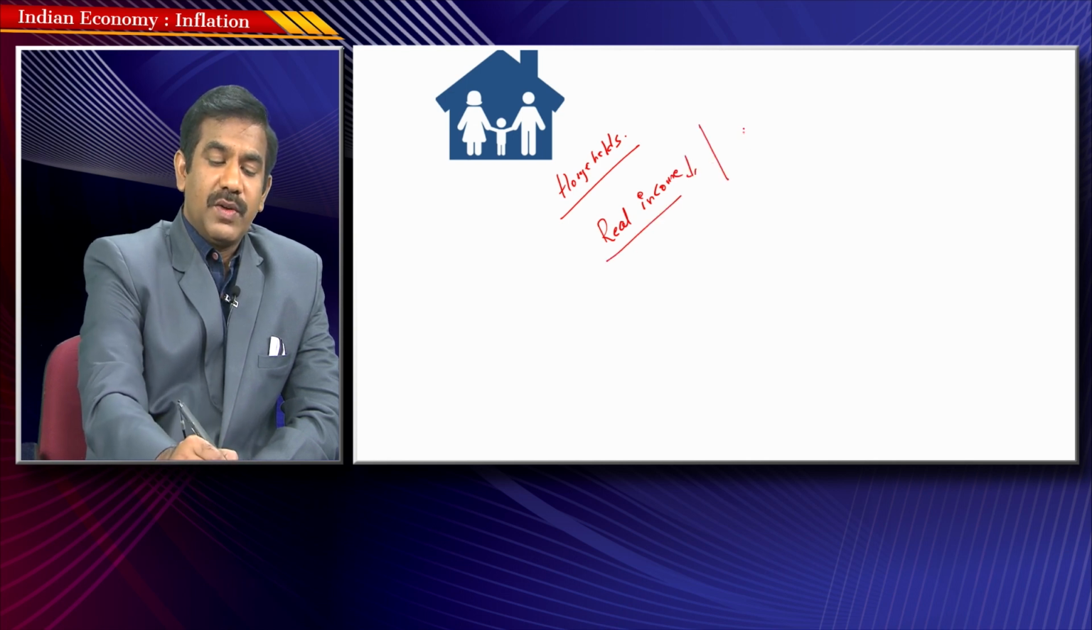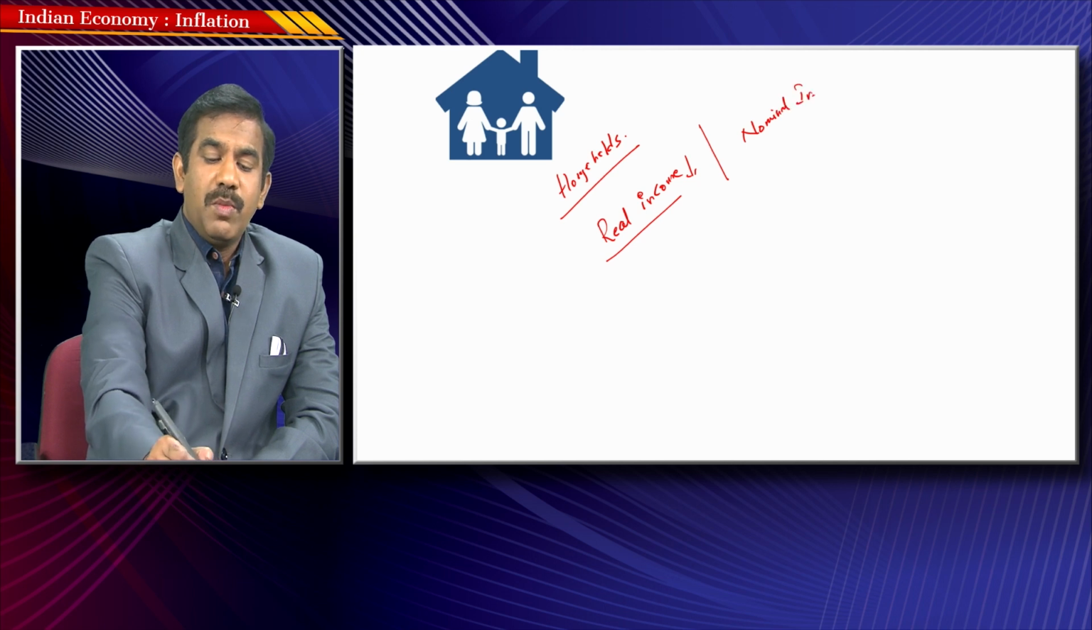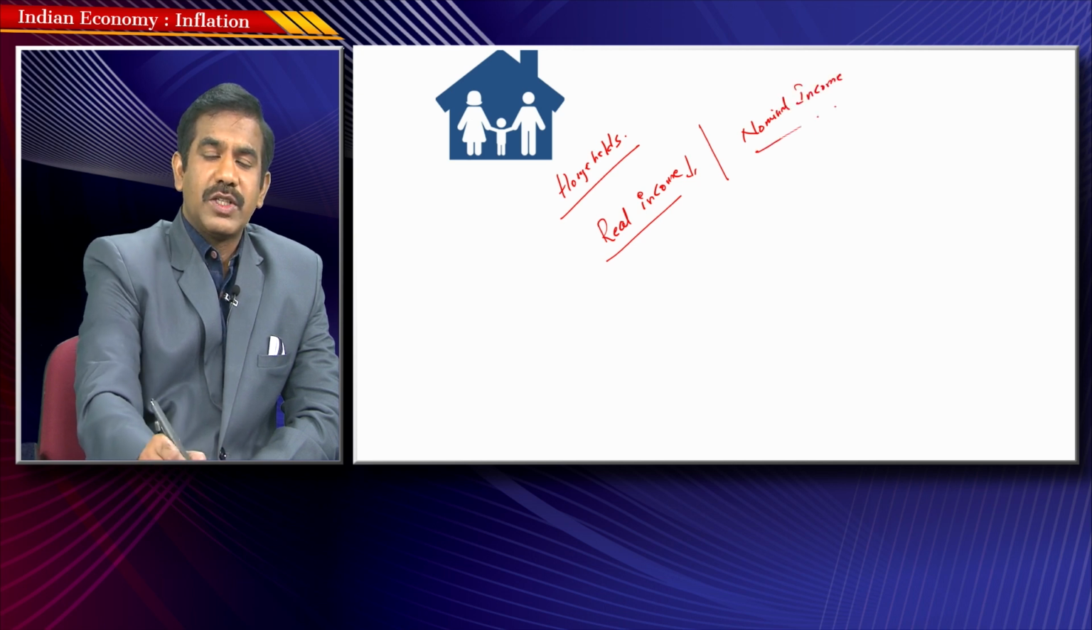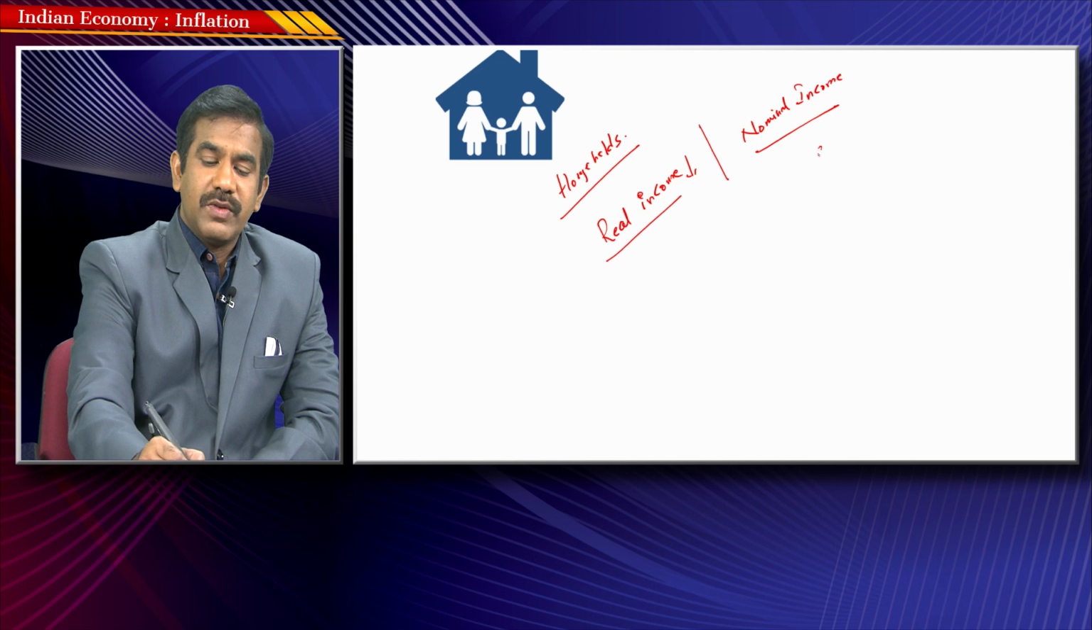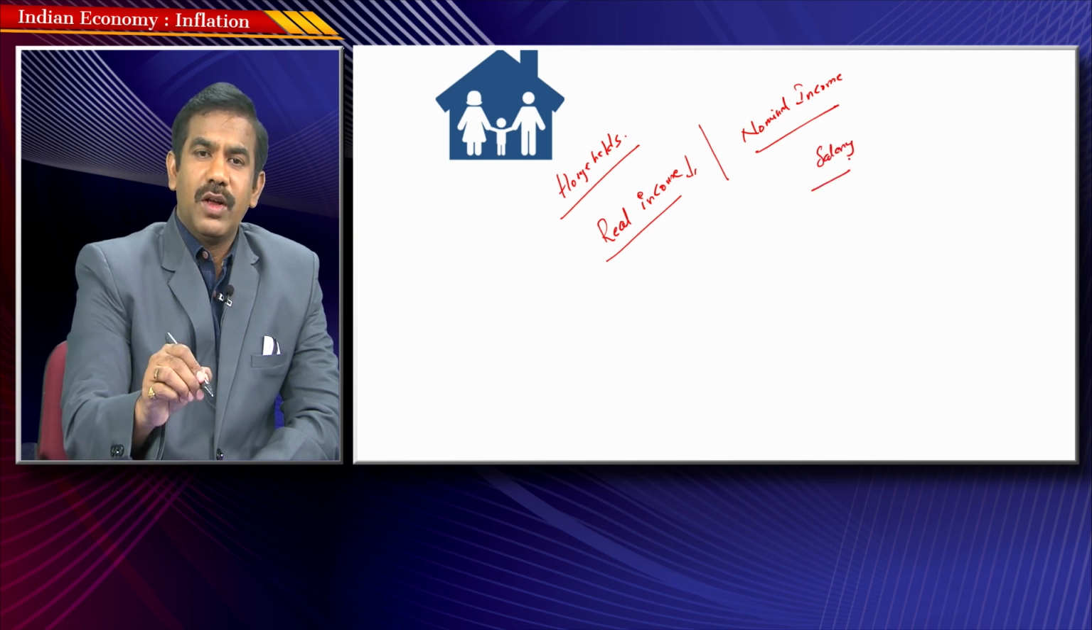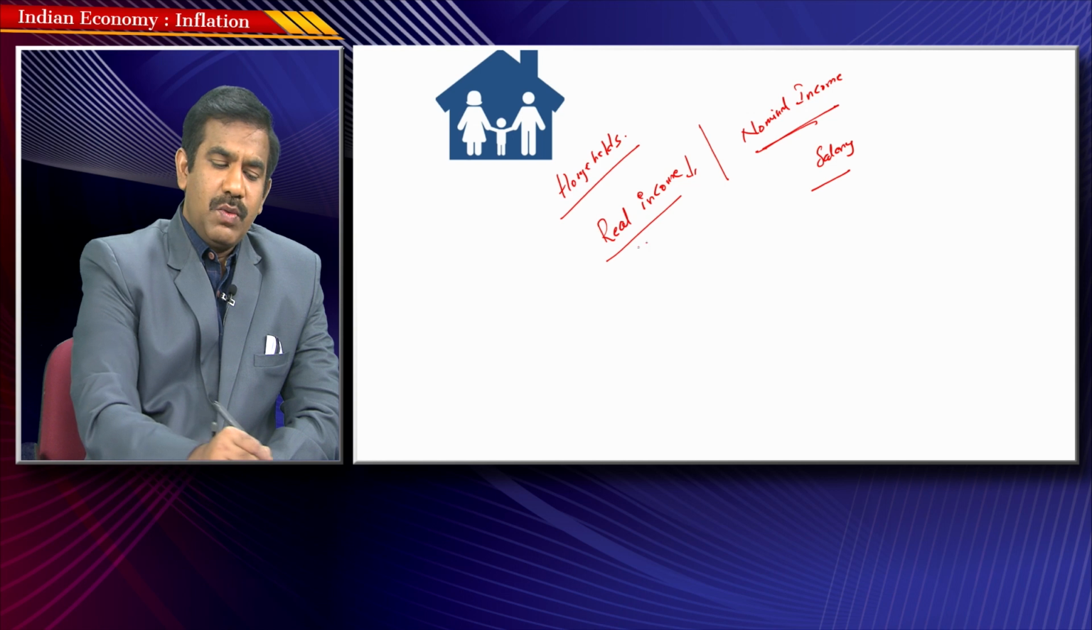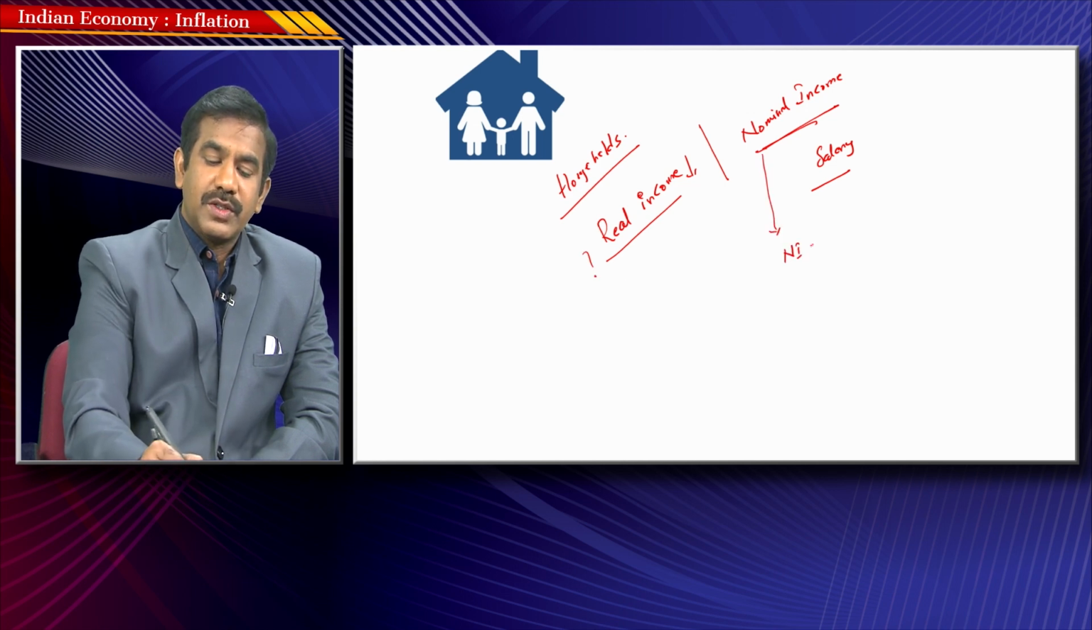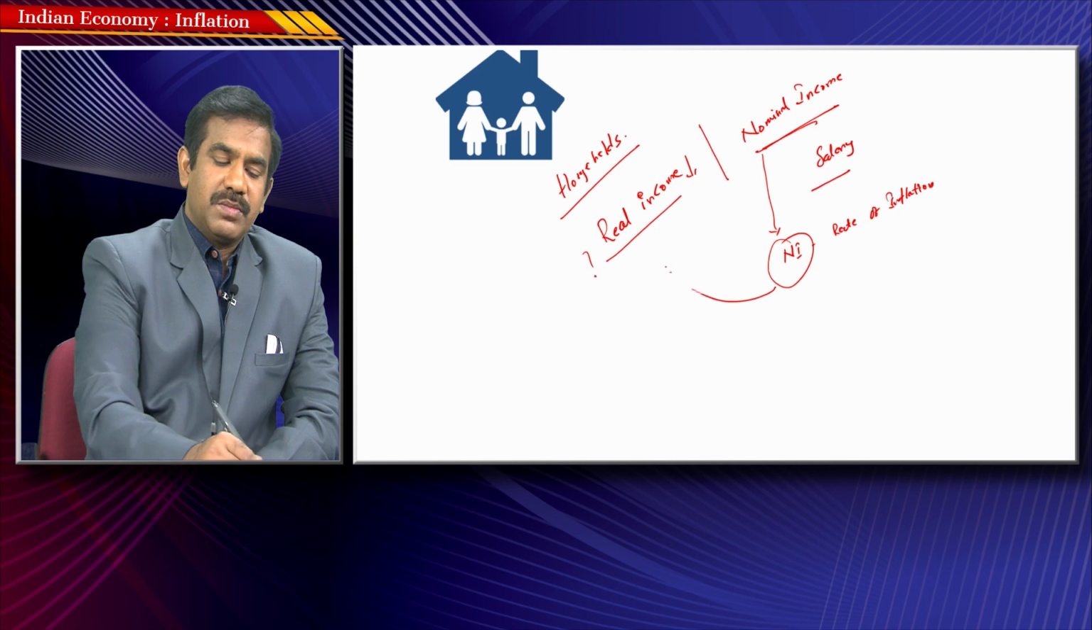So let me define the difference between nominal income and real income. Nominal income refers to the money that you are receiving. Let's say you are working for a company and you are receiving some salary, and that salary that is credited to your bank account regularly is what is called nominal income. Then what is real income? It's simply nominal income adjusted to inflation. So remove the rate of inflation, or adjust the nominal income with the inflation rate. What you get is a real income.